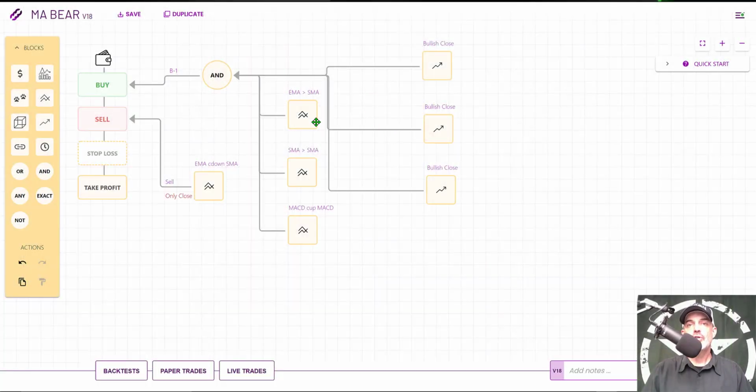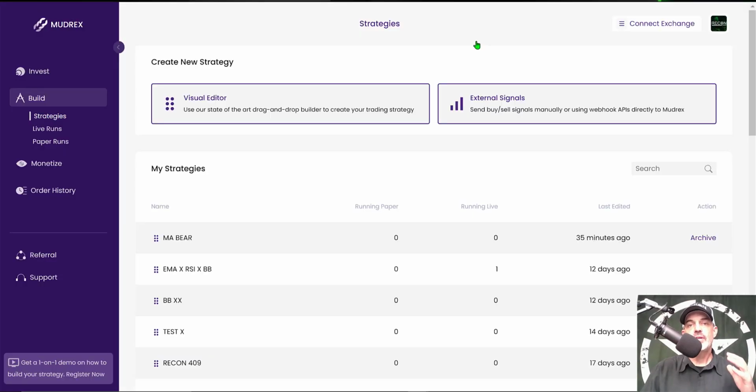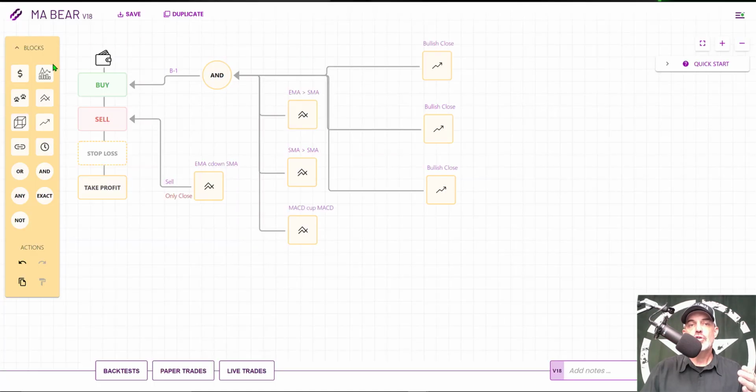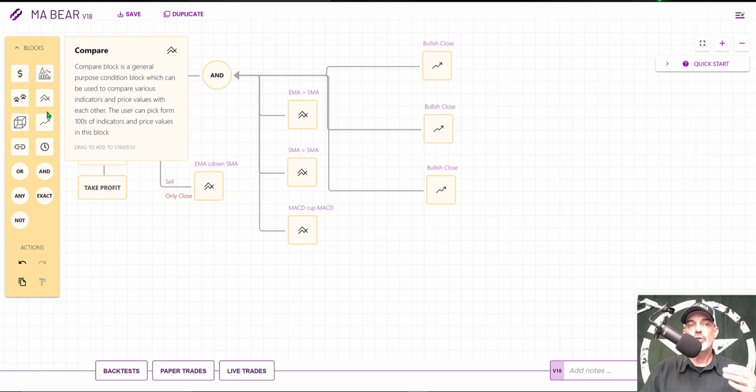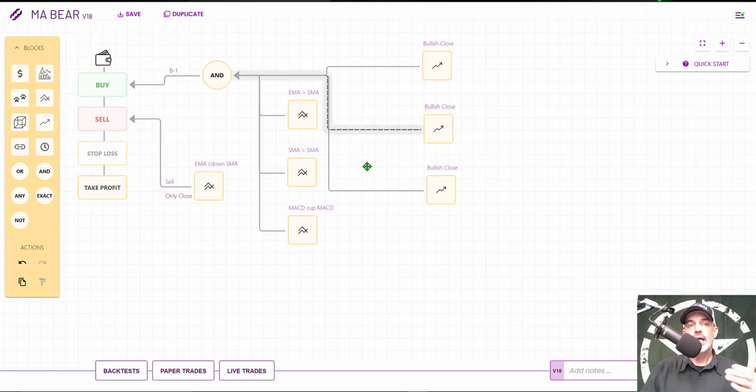In today's video, I will show you how to configure a profitable bear market automated crypto trading bot on the MUDREX platform. Now, if you're not familiar with MUDREX, it is a platform that allows you to configure your own automated crypto trading bot strategies via their visual editor, where you just drag and drop over your indicators or your patterns, your trends, and connect them to buy and sell and stop loss and take profit blocks.